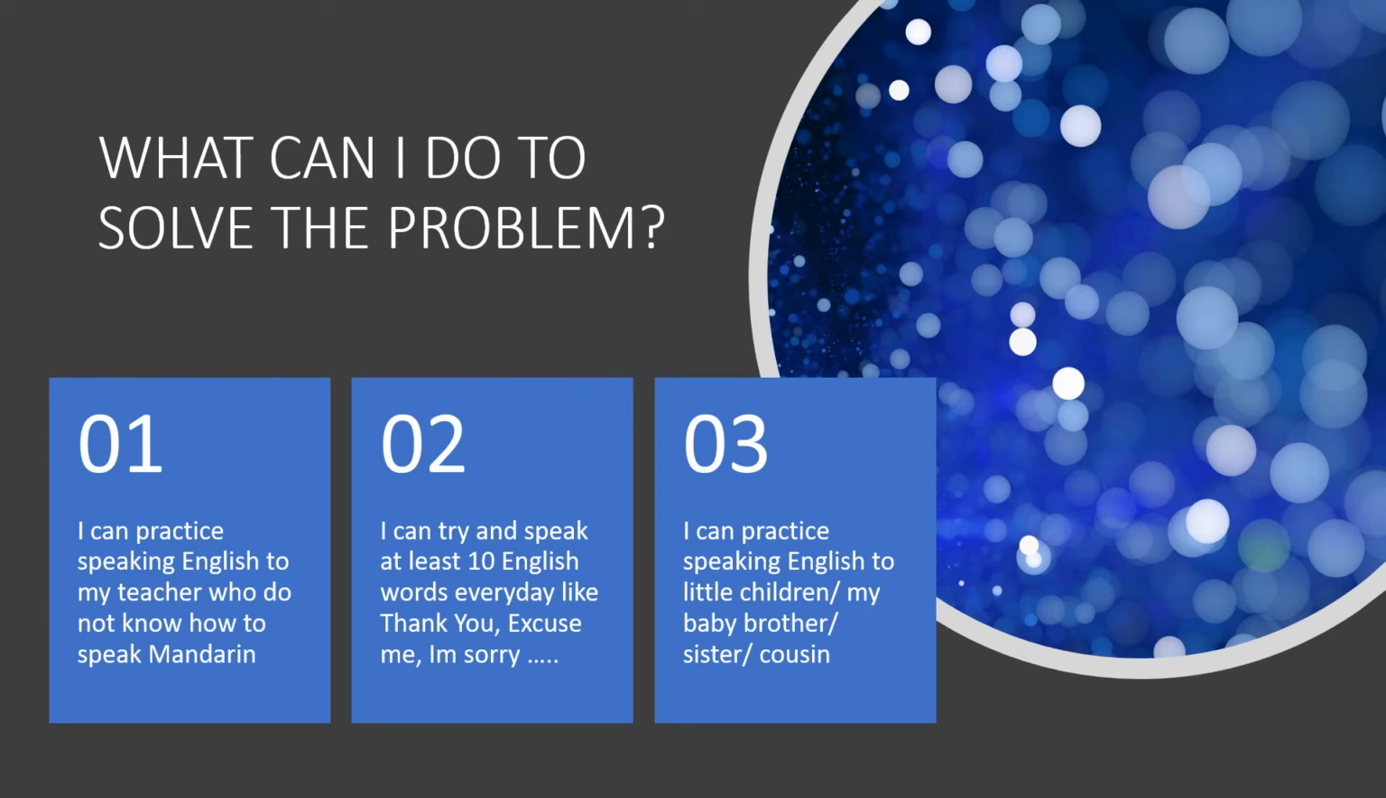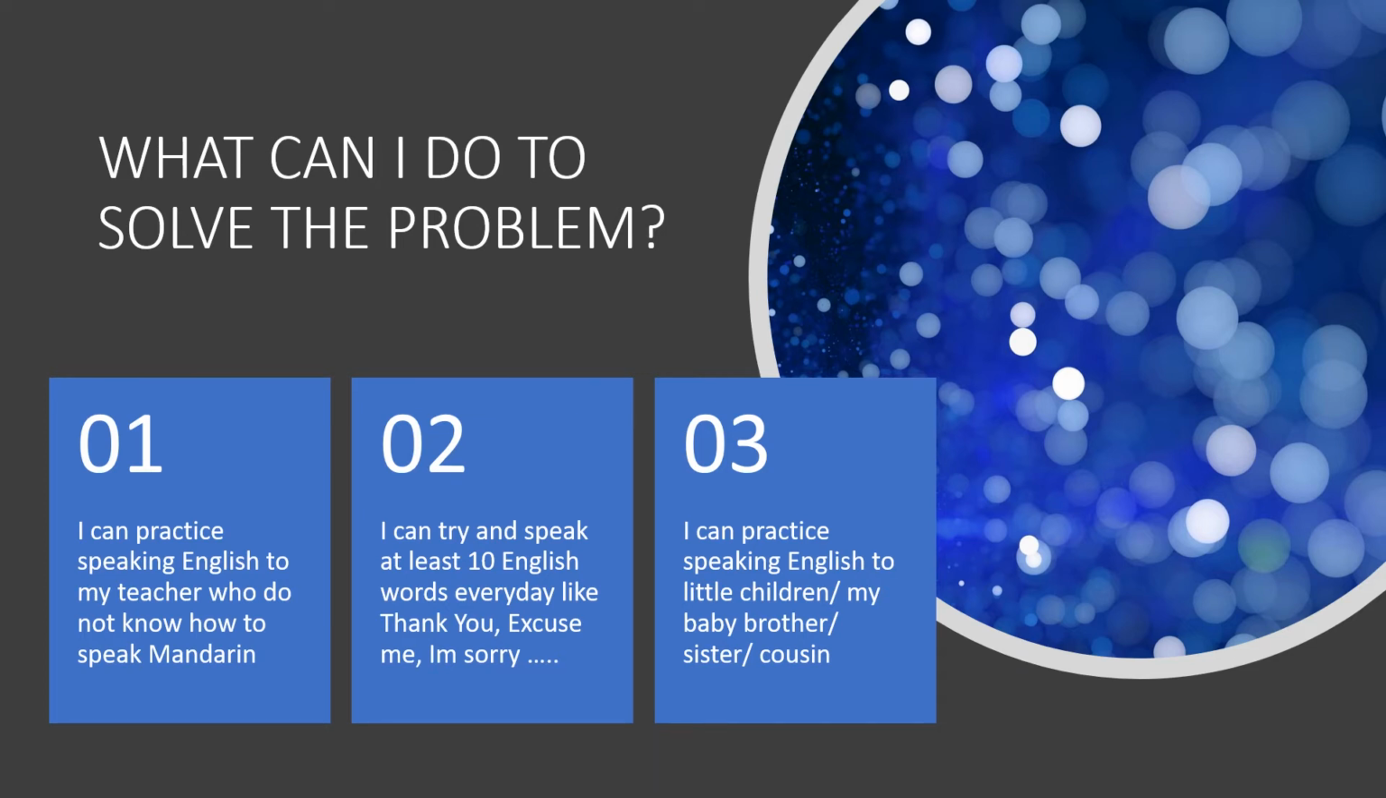Then you explain why. For every solution, this is what we call solution. There are 3 solutions here. You need to explain. For example, number one, I can practice speaking English to my teacher who does not know how to speak Mandarin. So how can this help you? If I speak to my teacher, because I know he cannot understand Mandarin, then at the same time I can practice my English, and after some time, my English will improve a little bit when I try speaking in English.